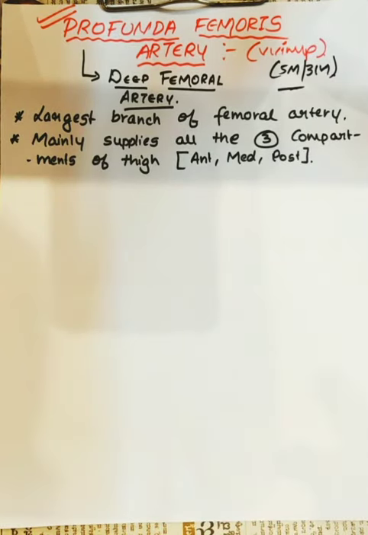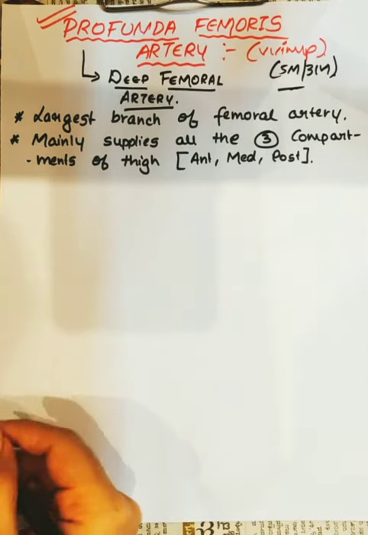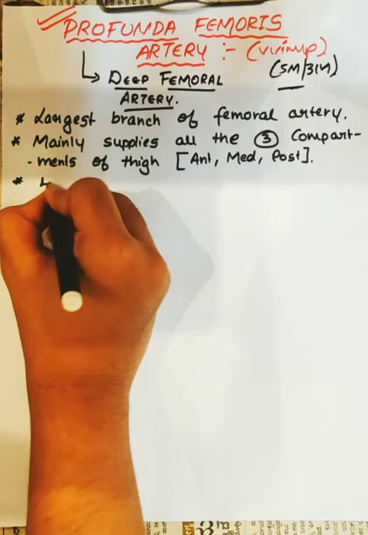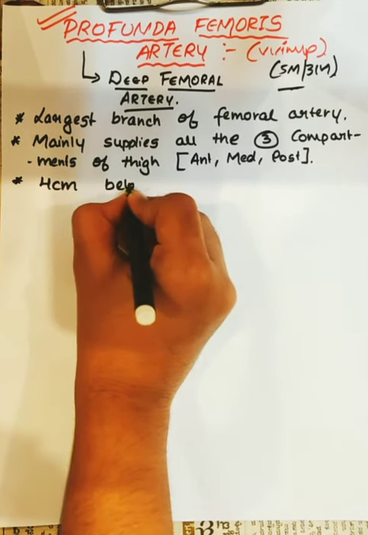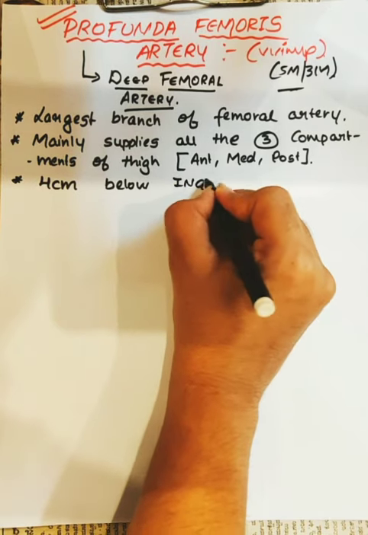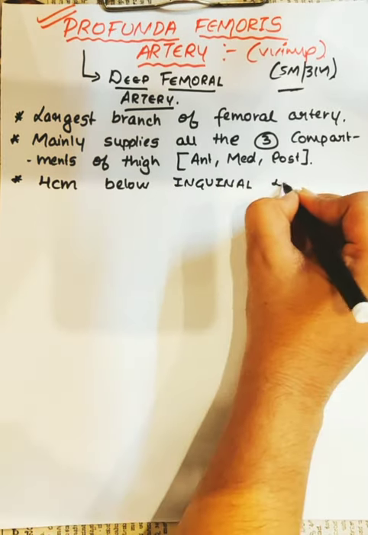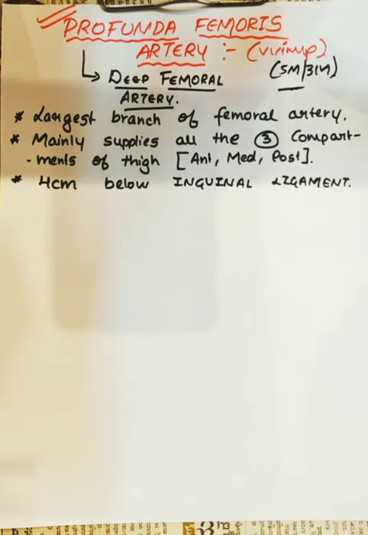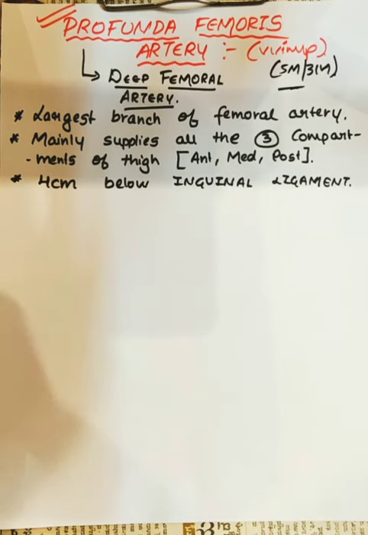It is the largest branch of the femoral artery. You have to remember this. It is present 4 cm below the inguinal ligament. So we'll see its branches with the help of a diagram, so that we can understand in a better way. All its supply, everything we'll see with the help of the diagram.